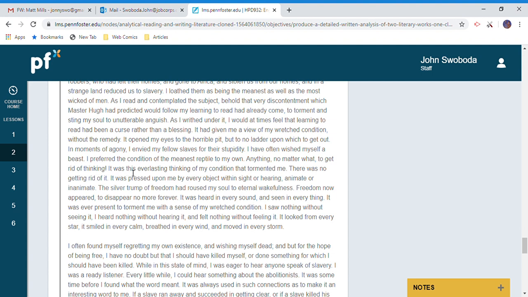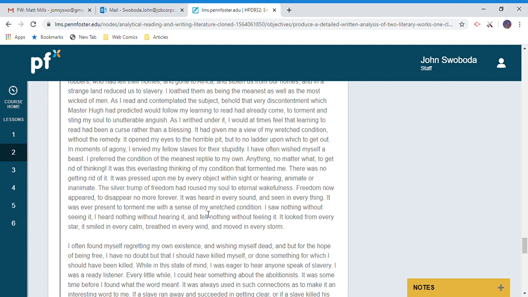It was this everlasting thinking of my condition that tormented me. There was no getting rid of it. It was pressed upon me by every object within sight or hearing, animate or inanimate. The silver trump of freedom had roused my soul to eternal wakefulness. Freedom now appeared to disappear no more forever. It was heard in every sound, and seen in every thing. It was ever present to torment me with a sense of my wretched condition.